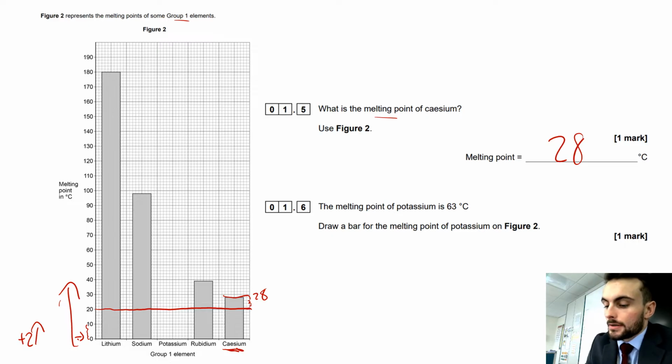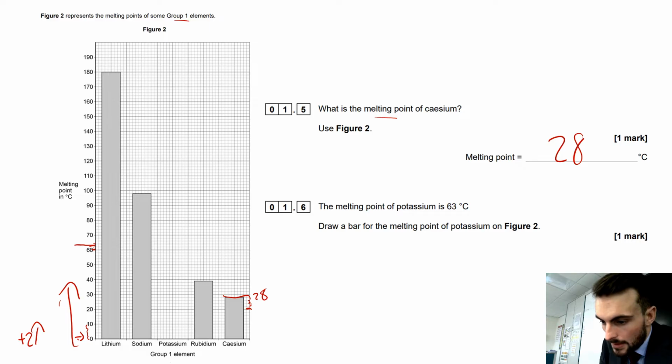The melting point of potassium is 63 degrees Celsius. Draw a bar for the melting point of potassium. So I would just draw the top of the bar first. Remember each little square jump is 2. So we're going to start at 60, which is here, and then 63. Well, if we go up one little square from there, it'll be 62, and then another little square will be 64. So 63 is going to be smack bang between.